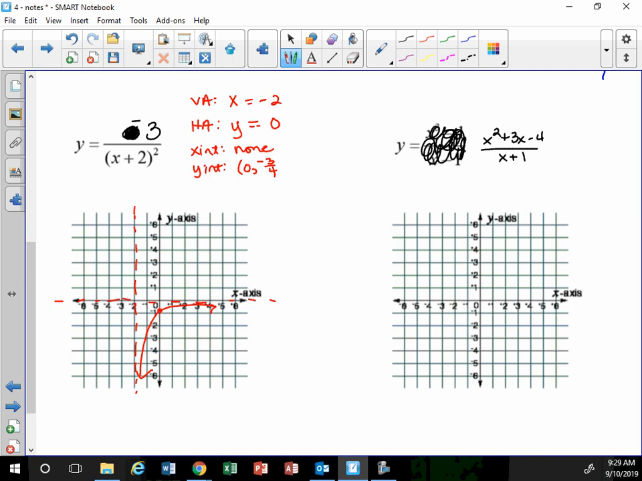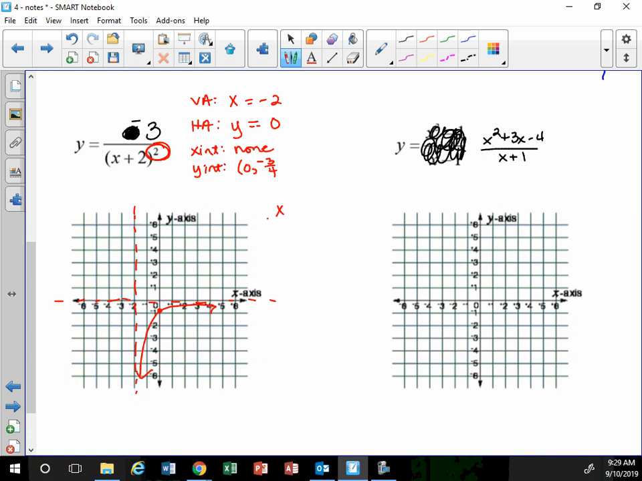Several of you said, okay, I know what this looks like then. It must be up here. No. Wrong. What else is happening? Do you guys see this square? Yeah, so that changes things.